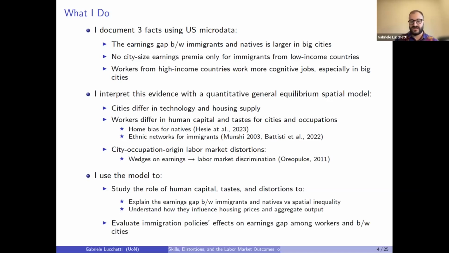As a second exercise, I'm going to try to understand how these allocation channels for immigrants and natives are going to influence housing prices and aggregate output. Finally, in the policy evaluation exercise, I'm going to show you how the inflow of immigrants is going to affect the earnings gap with natives and also across cities.